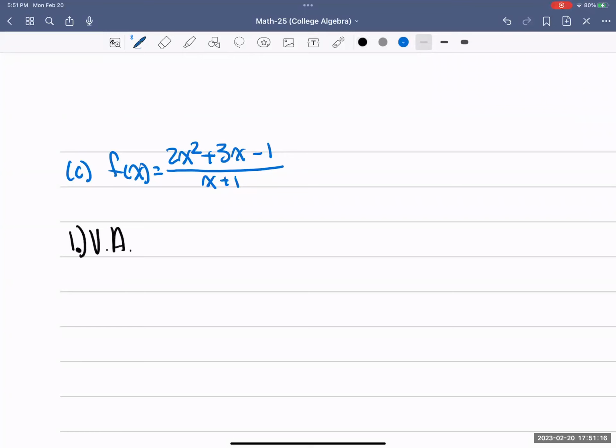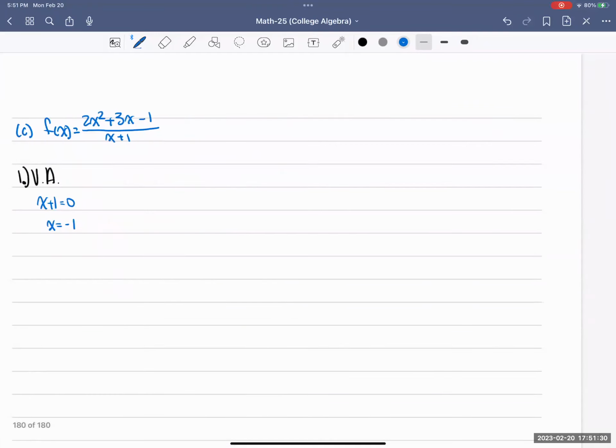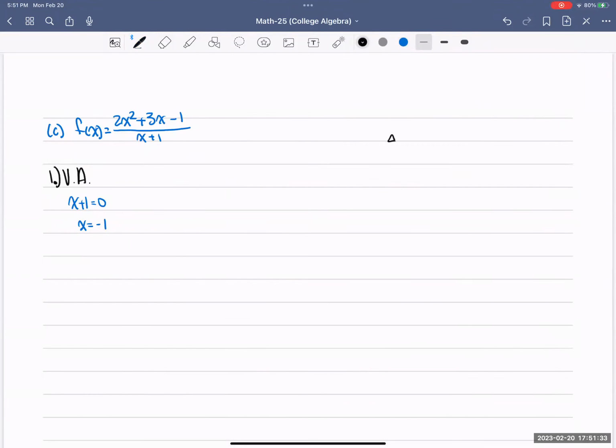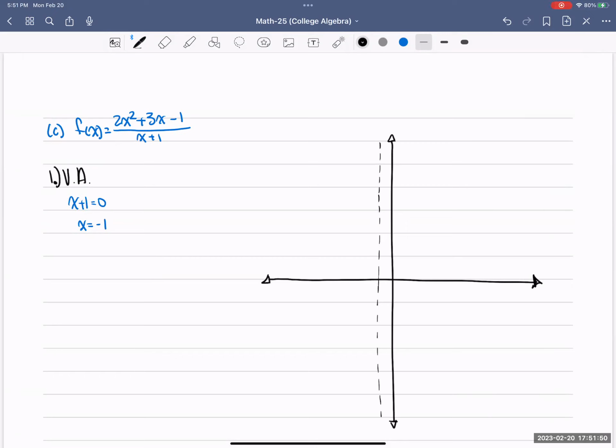Vertical asymptote happens when our function is undefined. So to find it, we're going to set our denominator equal to 0. So x plus 1 is equal to 0. Our vertical asymptote is x equals -1. So here, let's start graphing it. So x equals -1 is going to be right down this way. So vertical asymptote at x equals -1.